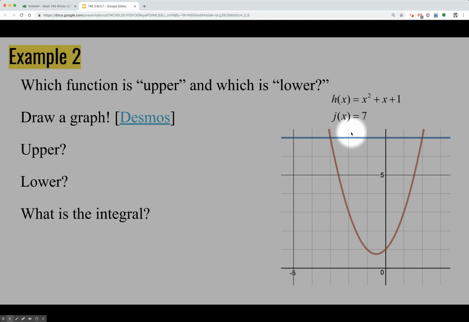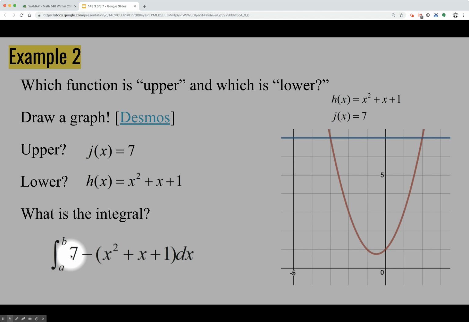So as you can see from the picture after we draw it in Desmos, the upper function is the flat horizontal line. So the upper function is j, and the lower function is h, because the blue j function is above, greater than, the red parabola function on this interval here. So the integral that we're looking for is going to be the upper function, j, which is 7, minus the lower function, which is h, all dx.